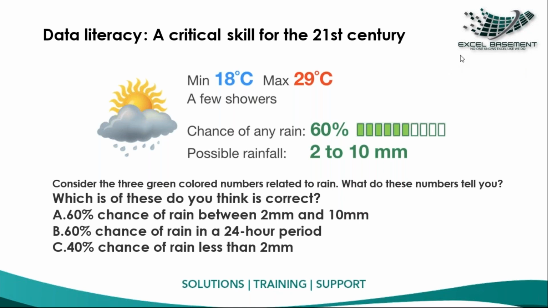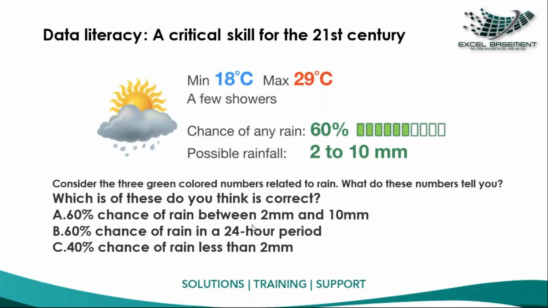Okay, so the right answer is answer B. That's 60% chance of rain in a 24-hour period. And this is how it goes when we don't have data literacy, because as I told you, we should have the ability to think in data, which is still difficult.